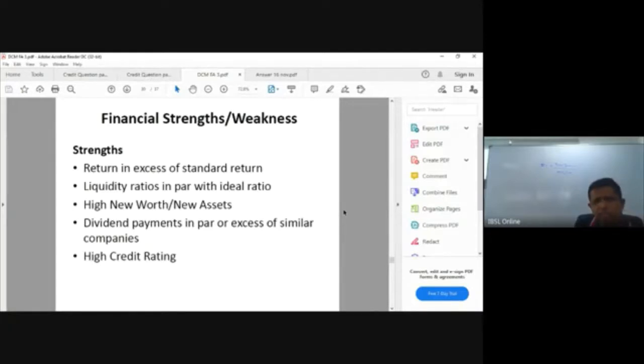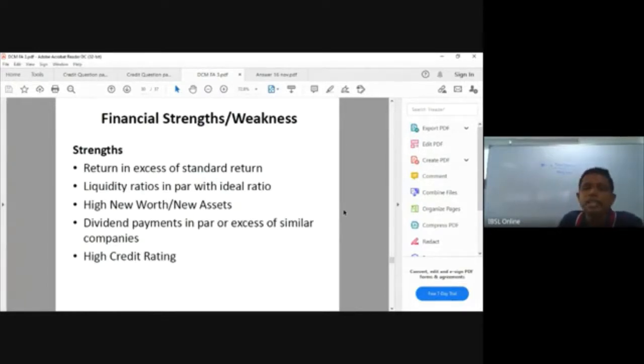Now, these are some things that you have to note down when you are writing a paper to the higher authority after analyzing these ratios. If you take the strength side, when the return is in excess of the standard return, that is a positive point. For example, say in your particular client's industry, the GP ratio is 50%, but in your client's case, the GP ratio is 60%. That is an excess of the standard return.